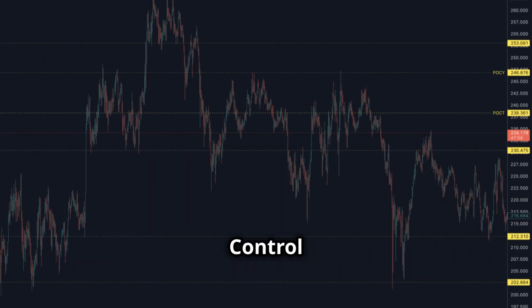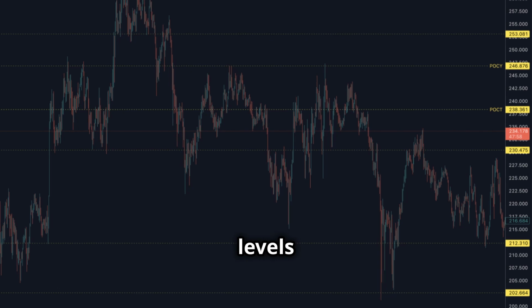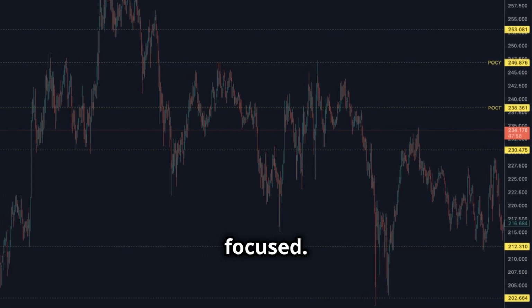Points of control are more than just volume markers. They're critical levels where the market's attention is focused.